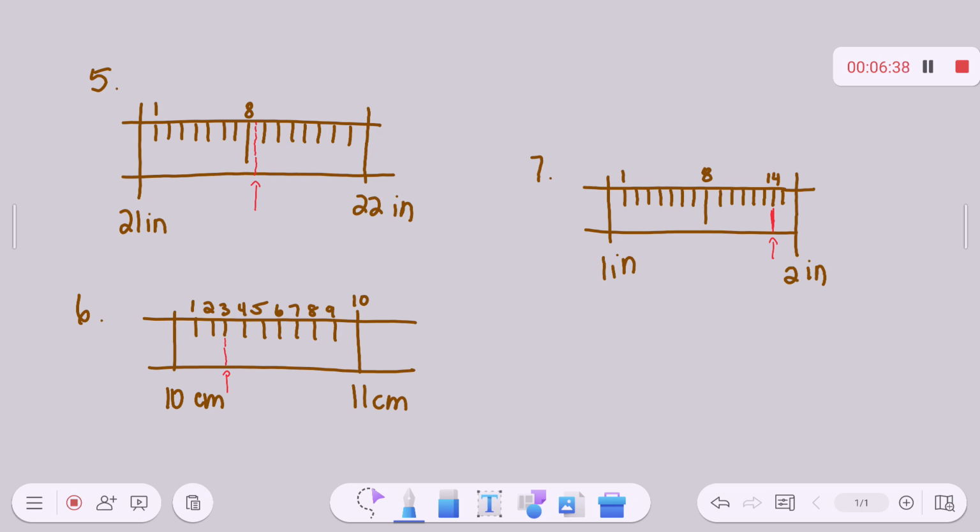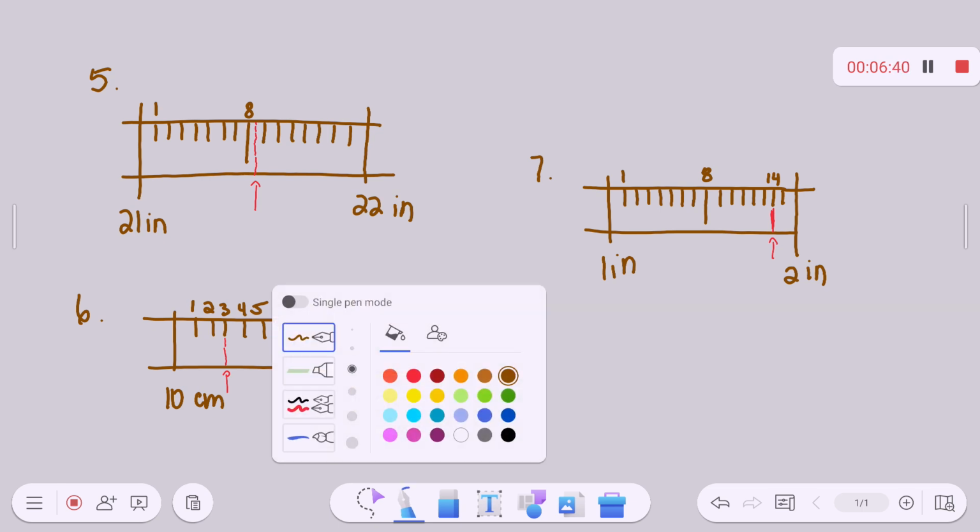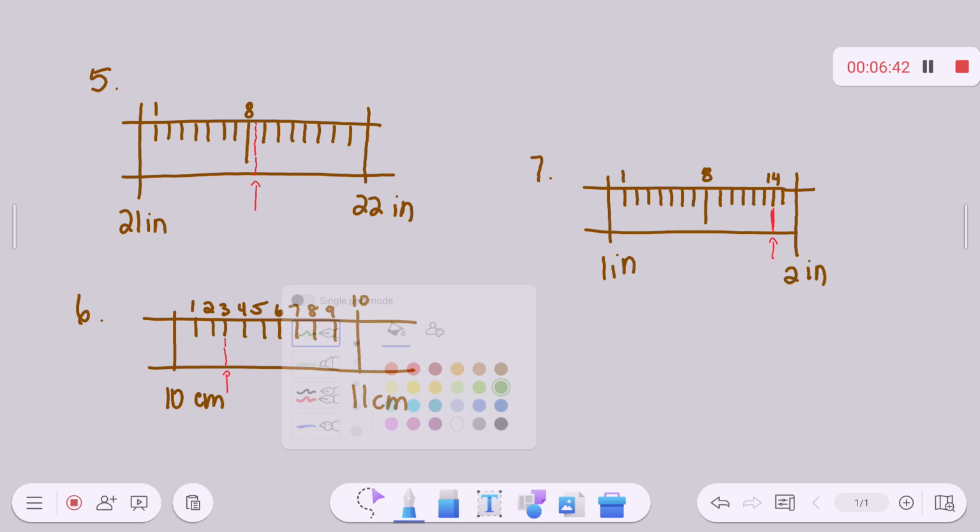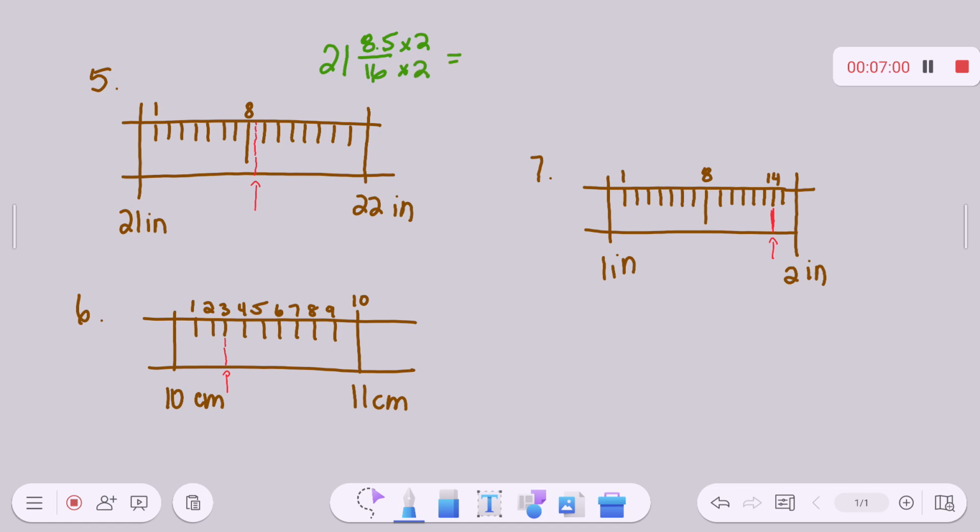Okay, we ready to check these? Okay, for 5, what did you put for the decimal form at first? 21 and then what? 8.5/16. So to get rid of that, what do you do? Yeah, multiply the top and the bottom by 2. So you're going to get 21 and 17/32 of an inch. We all agree on that?